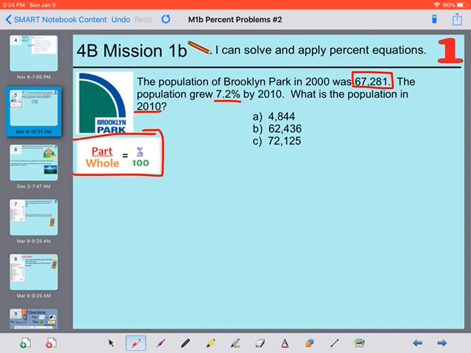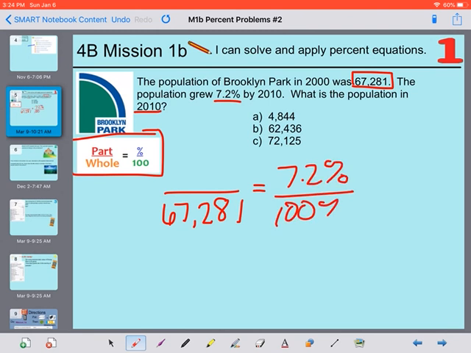So we know the total population was 67,281 at the time. We also know that it grew 7.2% out of a total of 100%. We need to figure out what was the number that represents a 7.2%, so we can figure out what we can add on to this to get to our total. So we're going to cross multiply to begin with. 100 times x is 100x.